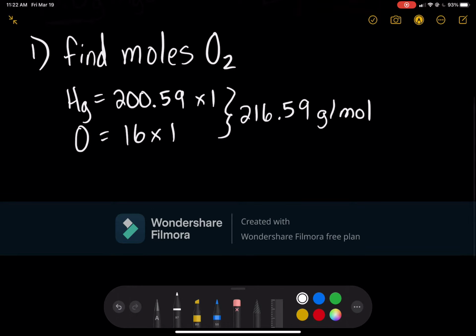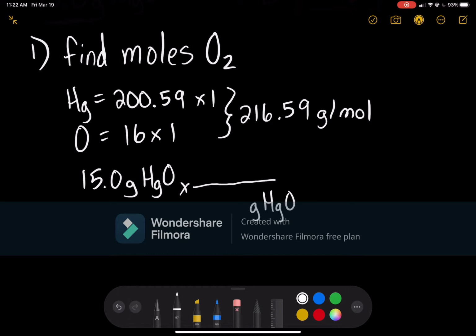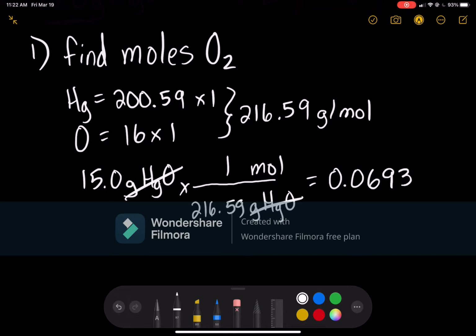Now you have to convert 15.0 grams of HgO times, now we have grams up top, so we have to put grams HgO on the bottom, so that tells us 1 mole over 216.59, and so these cancel out, and you are left with 0.0693 moles of HgO.